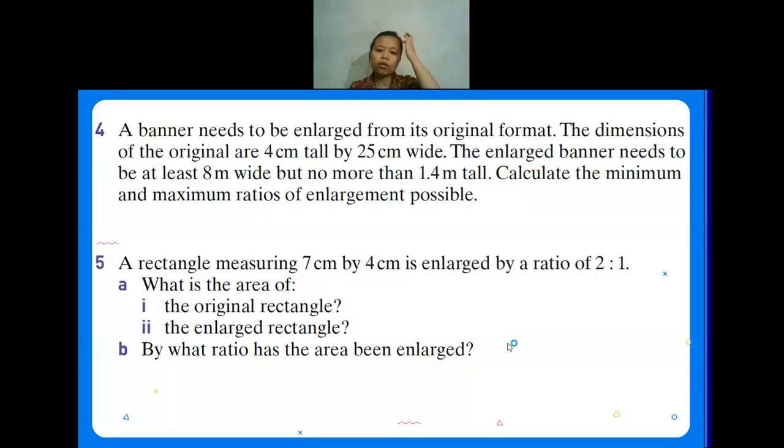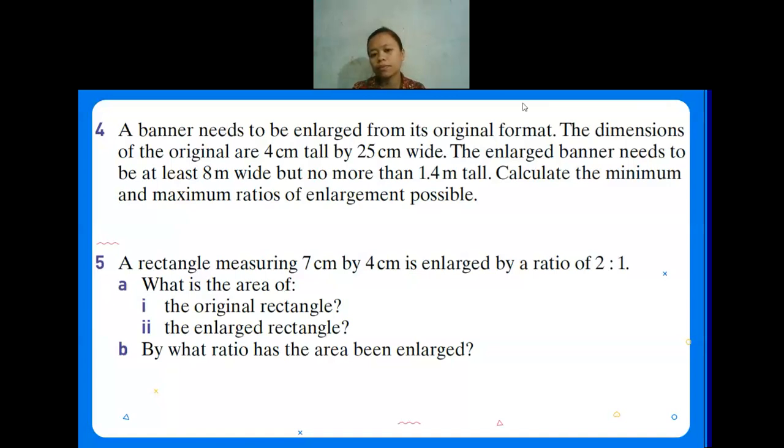Okay, so today we are going to continue with question 5. For question 5, there is a rectangle measuring 7 centimeter by 4 centimeter, and then the rectangle is enlarged by the ratio 2 to 1. Can anyone tell me the new dimension for this rectangle?